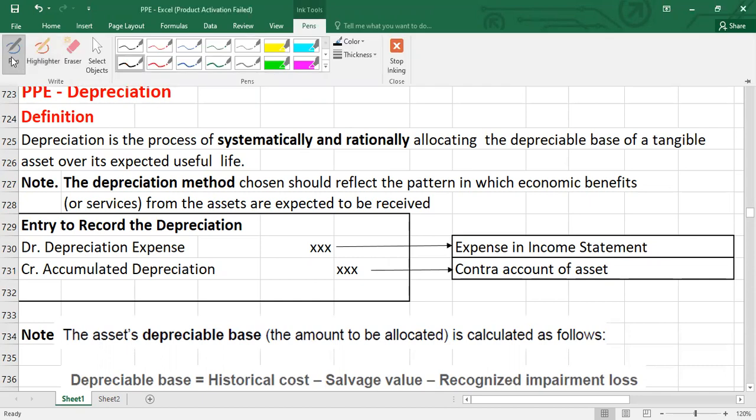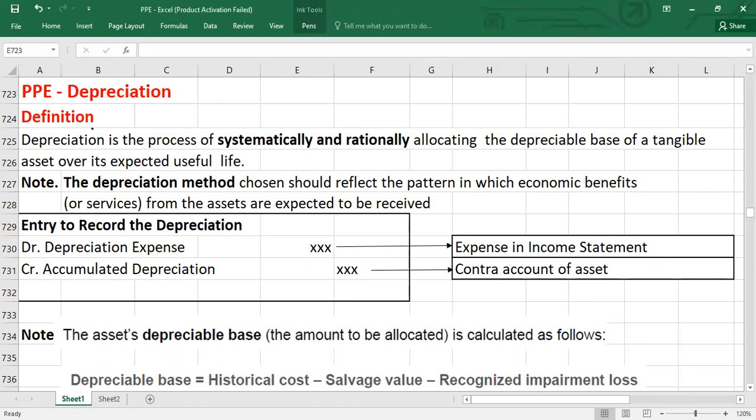Today we are going to talk about depreciation of property, plant and equipment. Actually, first we need to know what depreciation is. Depreciation is a process of systematically and rationally allocating the depreciable base of a tangible asset over its expected useful life. So we have a few keywords here.